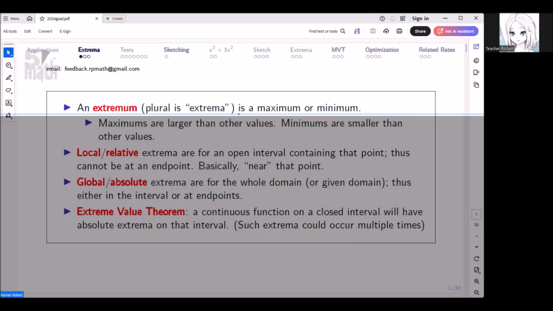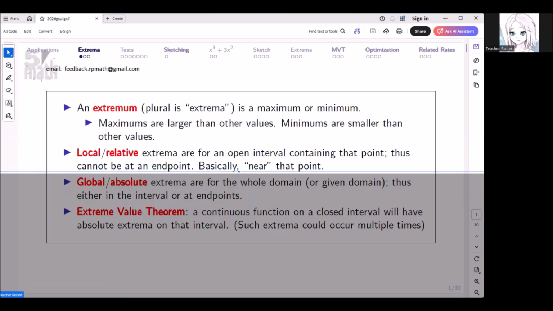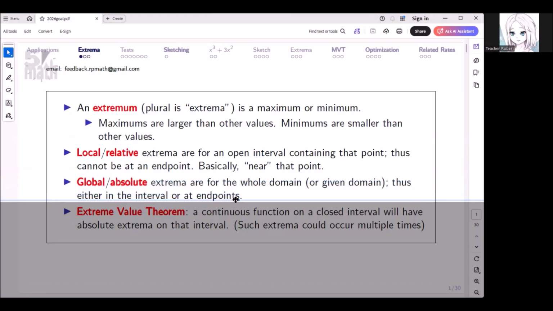An extremum, plural extrema, is a maximum or minimum. Maximums are larger than other values. Minimums are smaller than other values. Local, or relative, extrema are for an open interval containing that point, thus cannot be at an endpoint, basically near that point. Global, or absolute, extrema are for the whole domain or given domain, thus either in the interval or at endpoints.